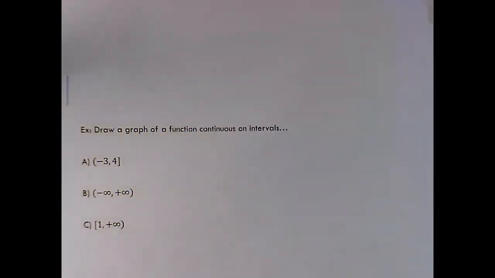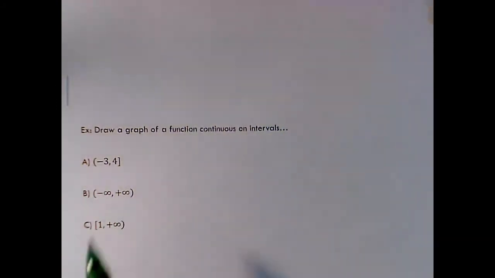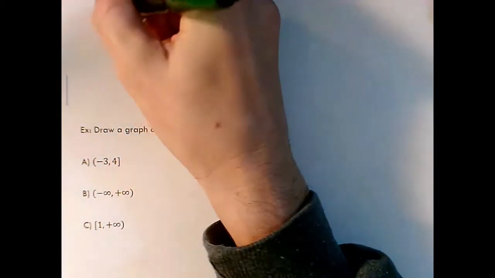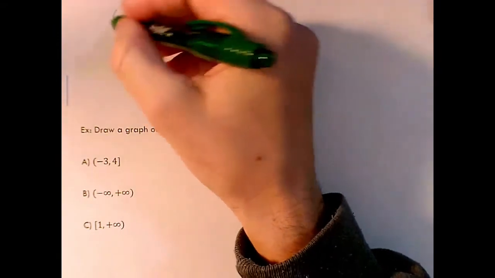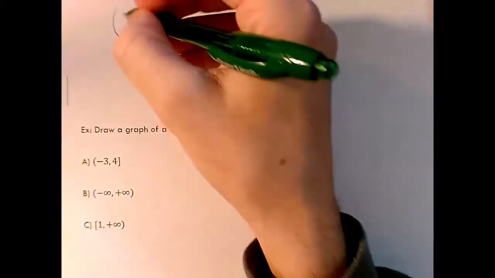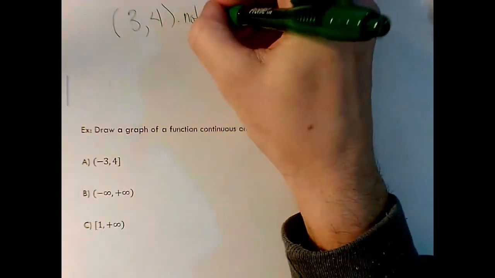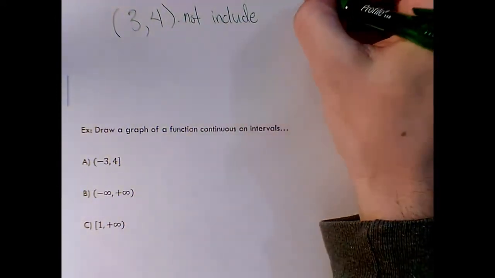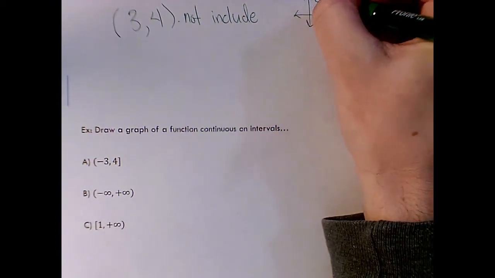All right, now time to draw some graphs on our own accord. Before we do that, let's remind ourselves about what open and closed intervals look like. If I were to give you something like this with the parentheses in it, that means you're not drawing a coordinate, you're drawing an interval. So this is interval open 3, open 4. You do not include those numbers on the graph. So if I were to graph this on a coordinate plane, here's 3, here's 4, I could draw just something like that.